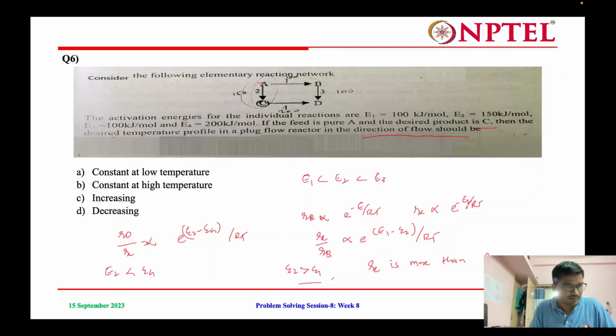So option D is correct. The temperature profile in a plug flow reactor in the direction of flow should be decreasing.